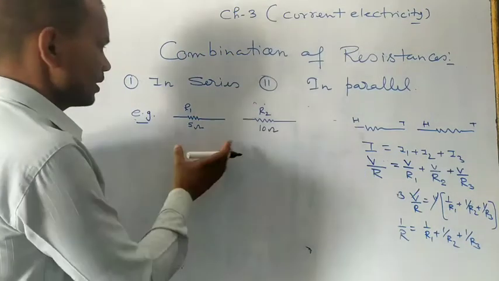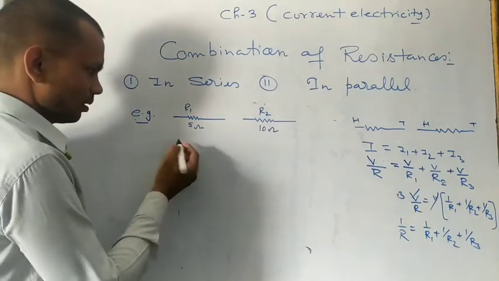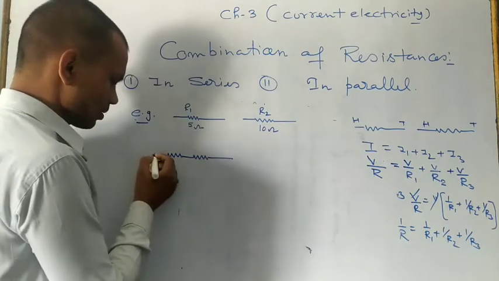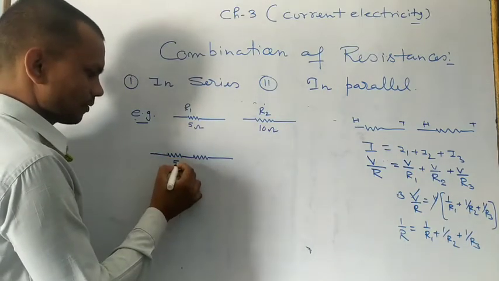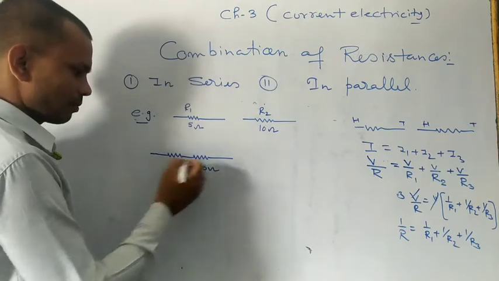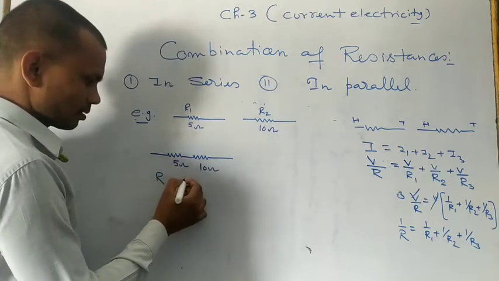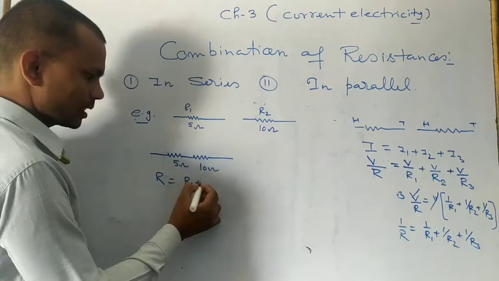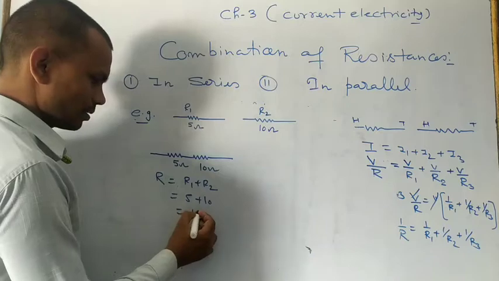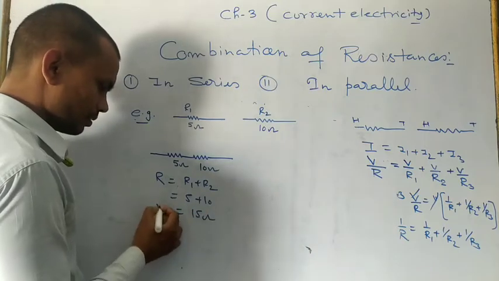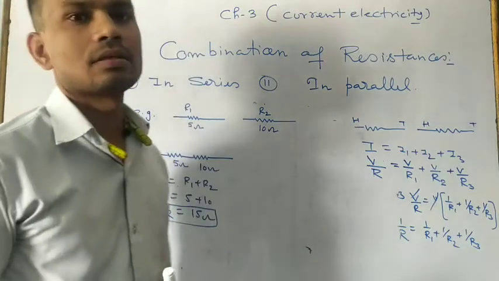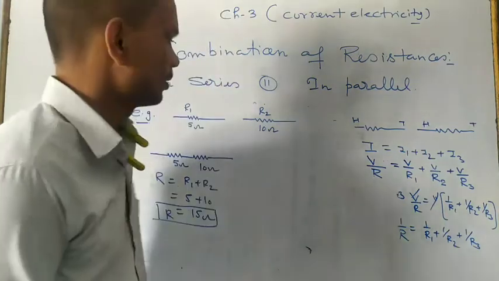So here you have to see, in the case of the series arrangement, if you are going to combine these two resistances, the combination is like this: 5 ohm, and then 10 ohm. So you have to find the equivalent. This is R1 plus R2, so 5 plus 10 means 15 ohm. This is the resultant of both the resistors that we are getting, 15 ohm, right?